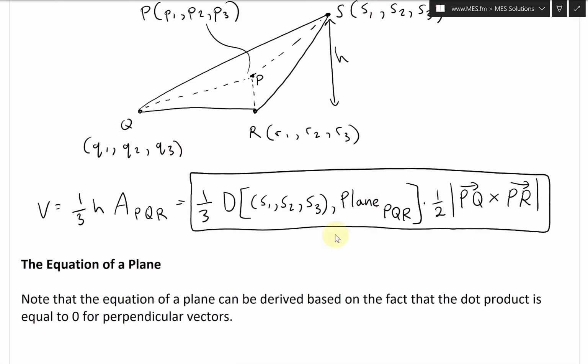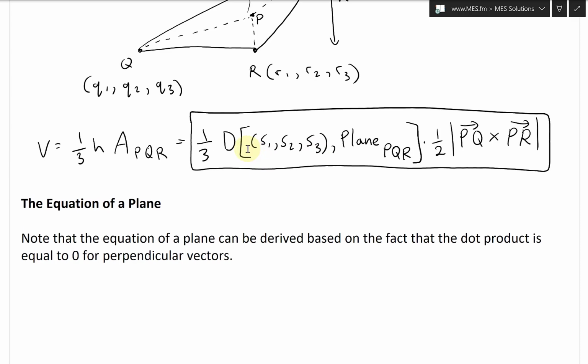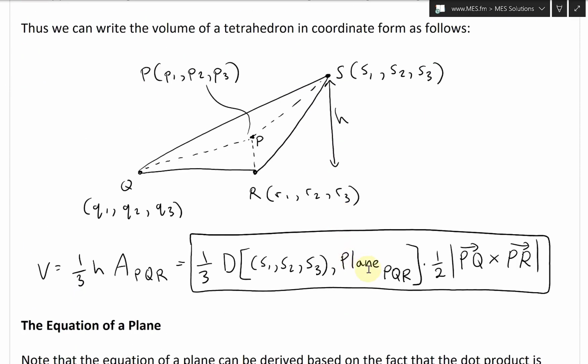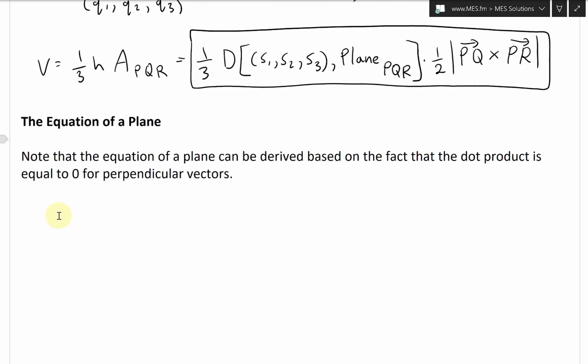Alright, and now that we have this, let's just keep going further, and we're going to look at the equation of a plane, because here we have the distance from the point S to the plane PQR, or the plane that contains this triangle PQR. So let's write the equation of a plane.